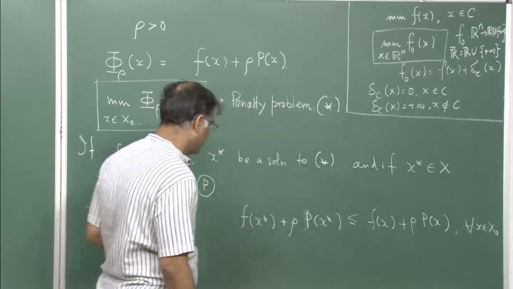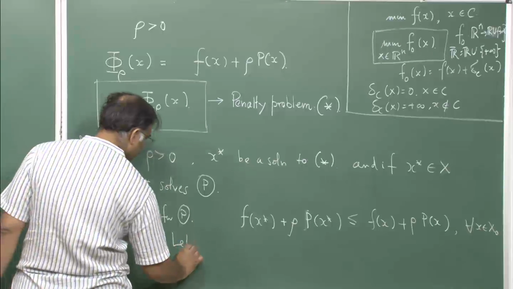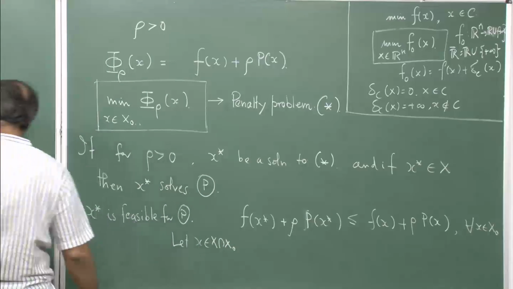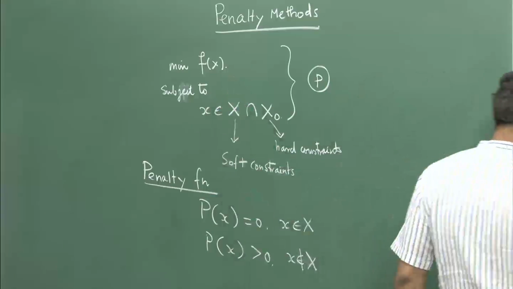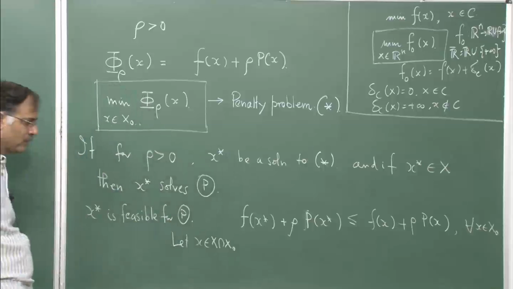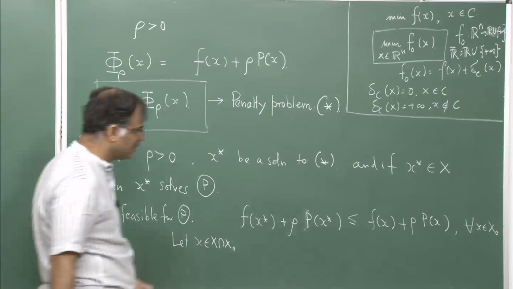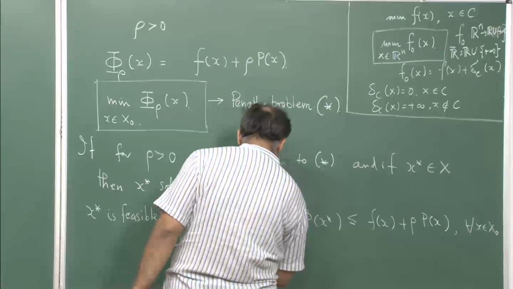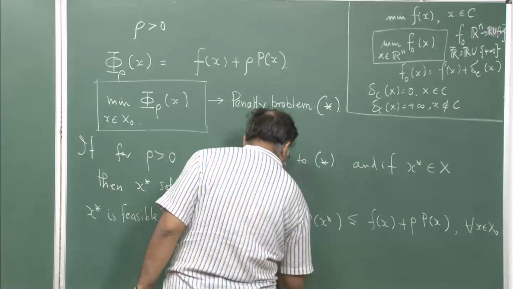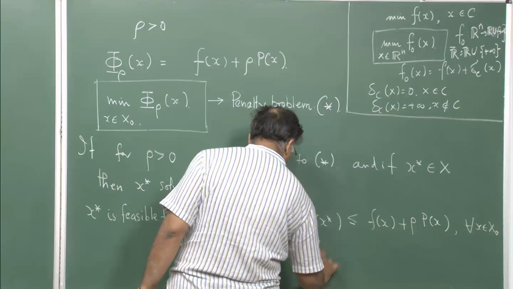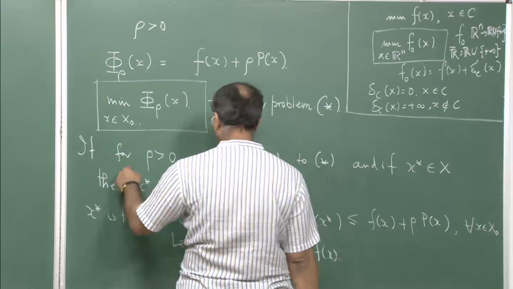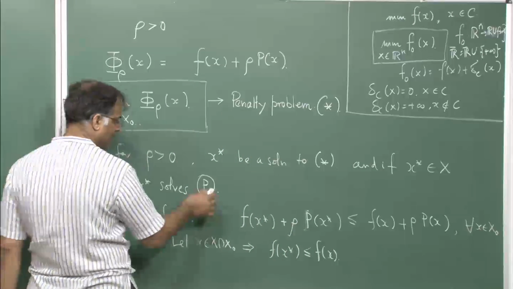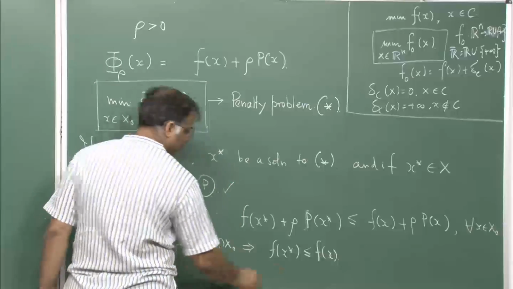Now, take any x, let x be a feasible element of this problem, that is, x is in X. Then for such an x, p of x is 0, and because of this fact p of x star is 0. So, this will immediately imply that f of x star is less than or equal to f of x, proving what I had wanted, that x star is a solution of the original problem.